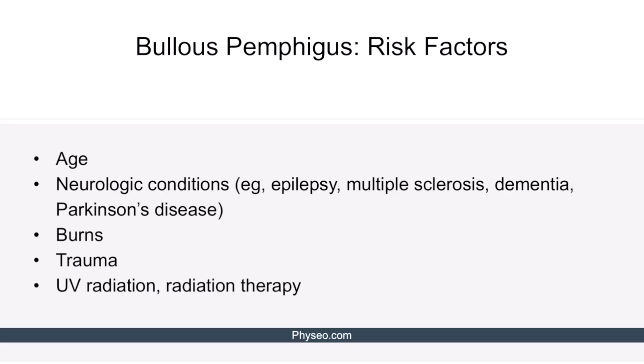Now let's look at the possible risk factors. As we've already mentioned, age is one of the most common risk factors of this condition, since it typically affects the elderly population. Some neurological conditions such as epilepsy, multiple sclerosis, dementia, and Parkinson's disease are also considered to be risk factors. Lastly, burns, trauma, UV radiation, and radiation therapy can also contribute to the development of bullous pemphigoid.